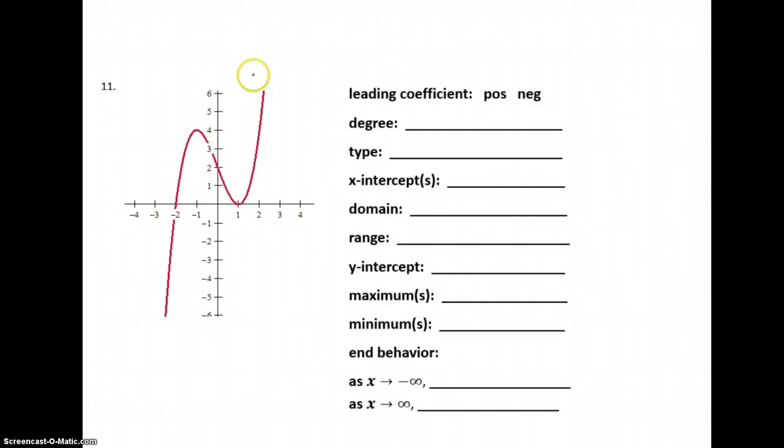So first thing it says, do we have a positive or negative leading coefficient? This has a positive because it's right arm up, left arm down. This polynomial is degree 3 because there are 2 turns. 1, 2. Since it's degree 3 from our last unit, that means that this is a cubic function. Okay. Now what are the coordinates of our x-intercepts? Looks like -2, 0, and 1, 0.